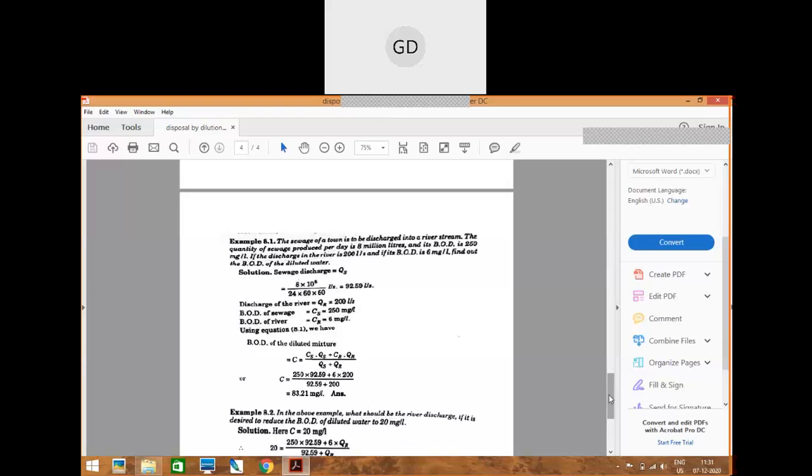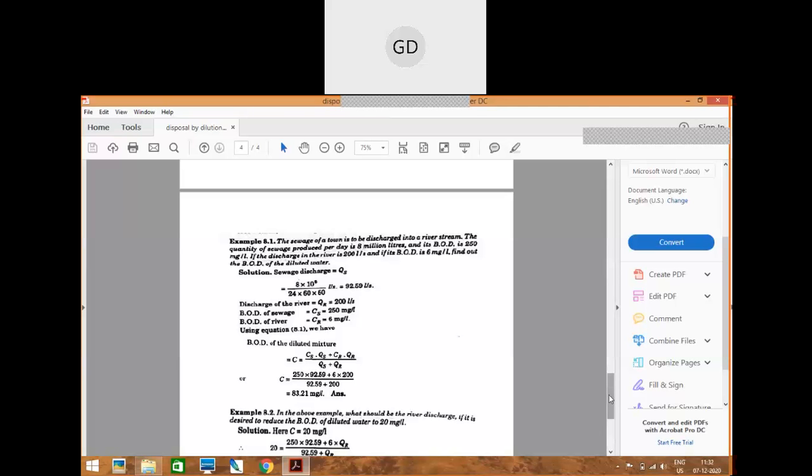Now we have two very simple numericals regarding the concentration of the mixture of sewage and river. We will use the CSQS formula and find the answers. Question number one: the sewage of a town is to be discharged into a river stream. The quantity of sewage produced per day is 8 million liters and its BOD is 250 milligram per liter. If the discharge in the river is 200 liter per second and its BOD is 6 milligram per liter, find out the BOD of the diluted water.